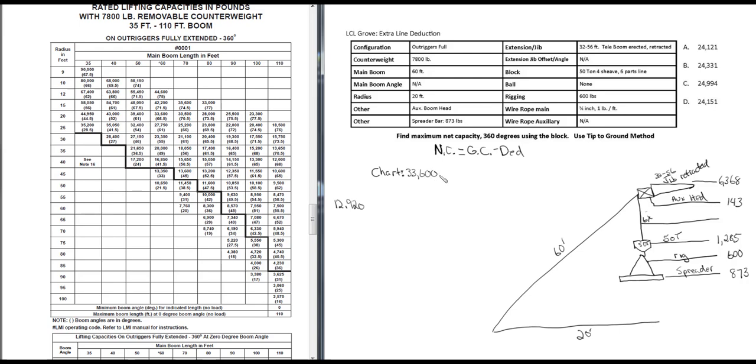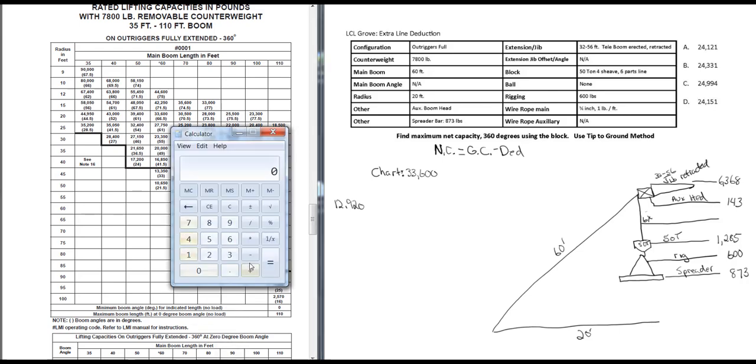So how many parts line do we need? Divide 33,600 by 12,920. It comes out to 2.6, so that would be 3 parts line. We need 3 parts line. So we started with 6, we need 3, so we have 3 extra. So we're going to deduct 3 parts line.